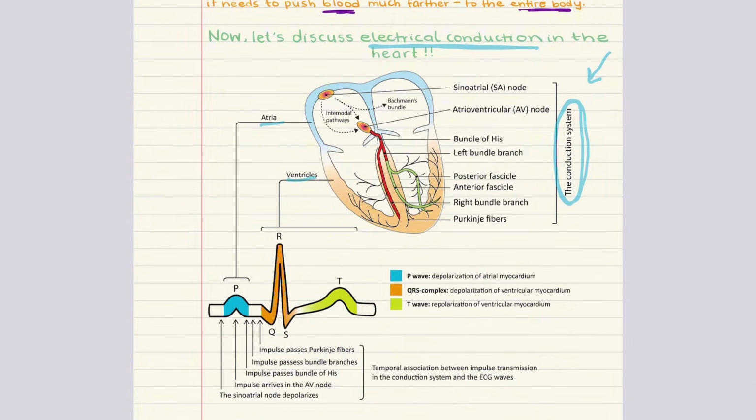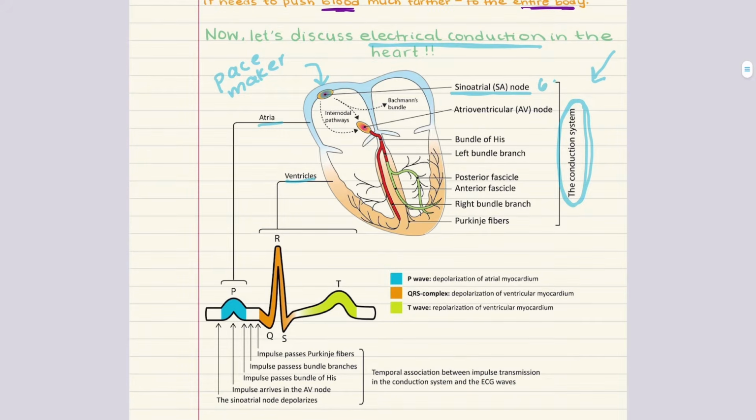So let's go through the pathway of electrical excitation step by step. It all starts at the sinoatrial node, also known as the SA node, located in the wall of the right atrium. This is the natural pacemaker of the heart. The SA node generates regular electrical impulses, about 60 to 100 signals per minute, and that sets the rhythm of the heart. That's why the normal resting heart rate is between 60 to 100 beats per minute.